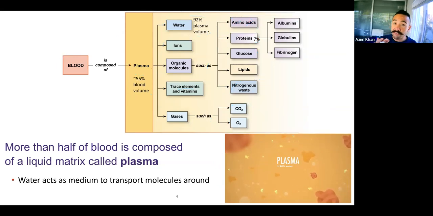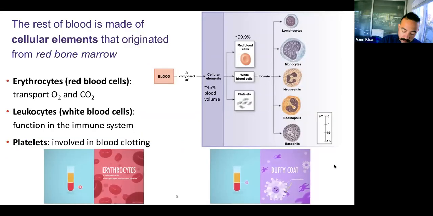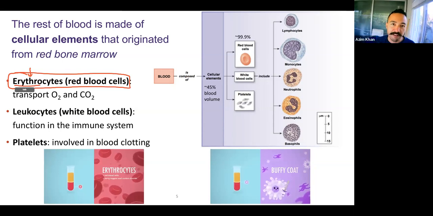Besides the plasma, we have cellular elements. We have erythrocytes. I'll use red this time. Erythrocytes, the stem erythro means red, so erythrocytes, red blood cells. These are the cells that transport oxygen as well as carbon dioxide. If we assume 55% plasma, then 45% cellular elements. Of that 45%, pretty much all of it is erythrocytes.